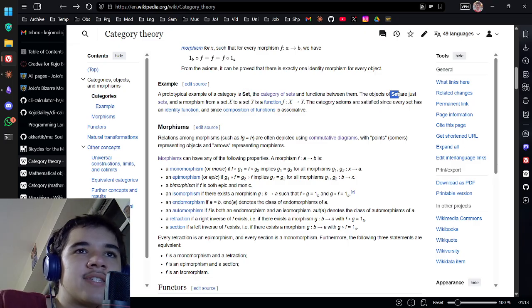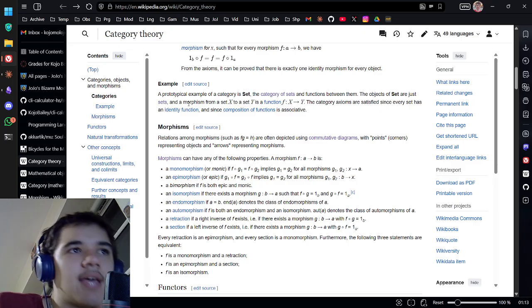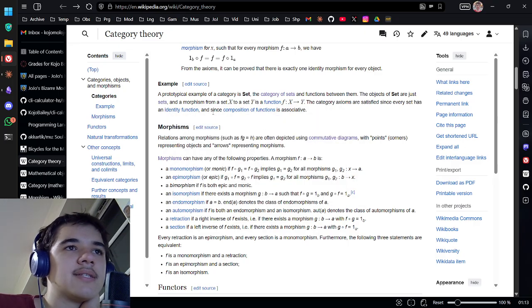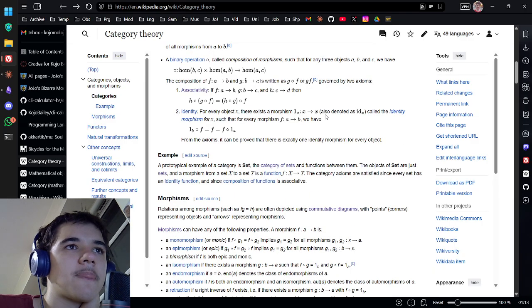The objects of Set are just sets, and a morphism from a set x to y is a function. I can highlight this. The category axioms are satisfied since every set has an identity function, and since composition of functions is associative.